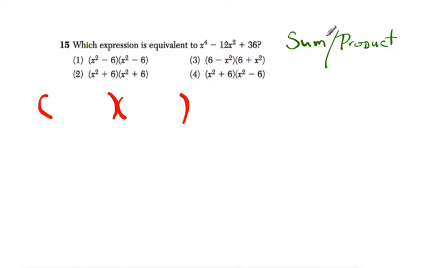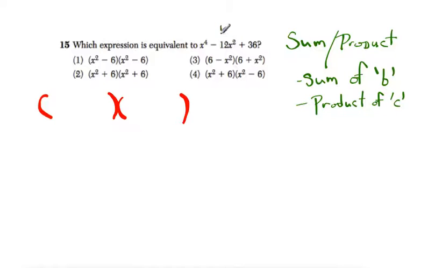With the sum product rule, you're looking for two numbers that have a sum of b, which is the coefficient of the x term, and two numbers that have a product of c, which is just a constant on the end. So this is what we're referring to with b, the negative 12, and this is what we're referring to with c, the constant 36. The one little catch here, usually when we do sum product, we have x squared minus 12x plus 36.